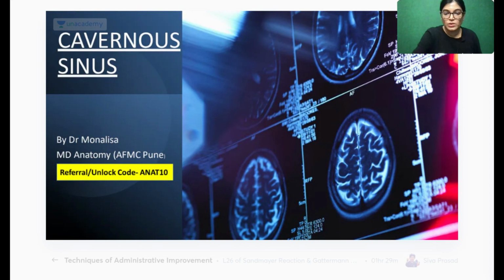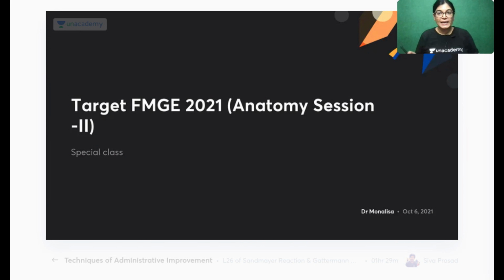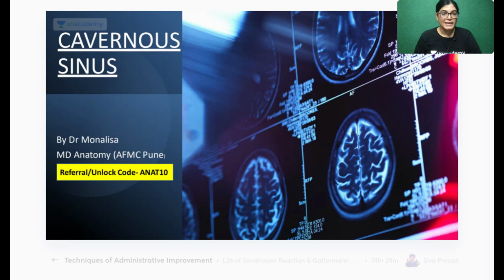So again, as I told you, this is another session that is targeting the FMG 2021 examination. We are targeting it by solving anatomy MCQs. For the revision of the coming FMG examination, which is going to happen in December, I want the entire important topics to be covered by the month of November. So November month तक सारे important topics हो जाने चाहिए.